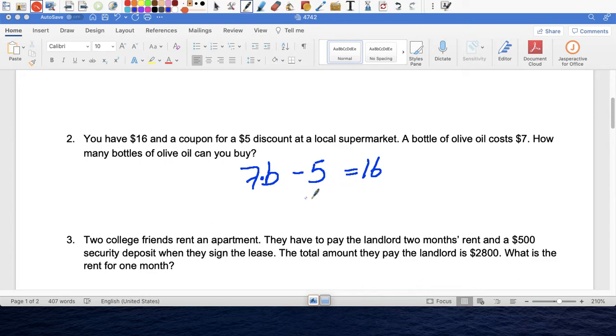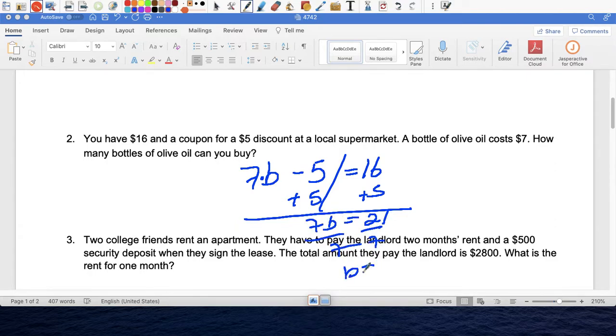So that would be my equation here. You're buying bottles of olive oil, whatever that total cost is going to be, 2, 3, 4 bottles. From that, you're going to take away $5 because you get a discount. As long as that equals 16 and under, you're good. Plus 5 on both sides, that's 21. So that allows you to buy actually 3 bottles.